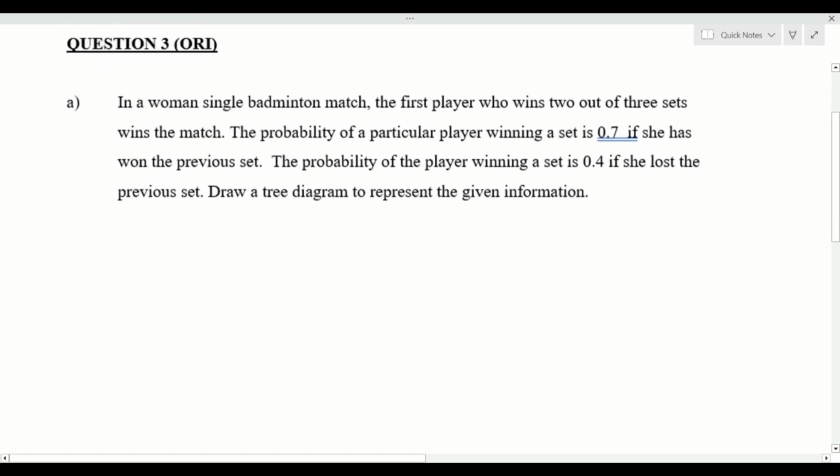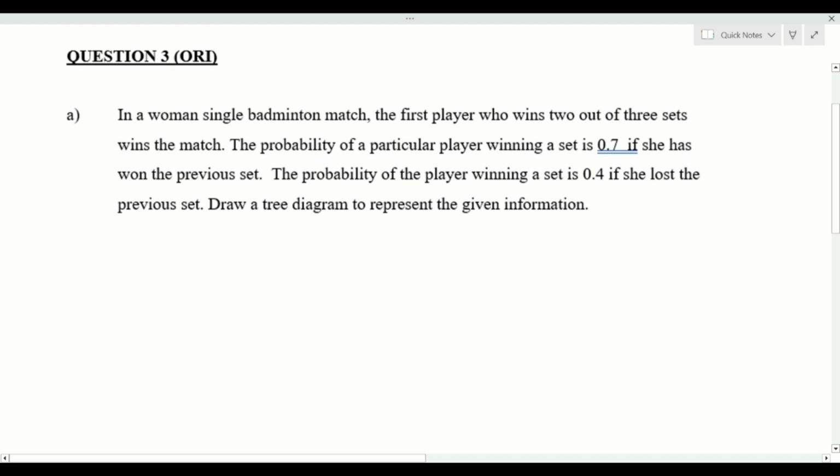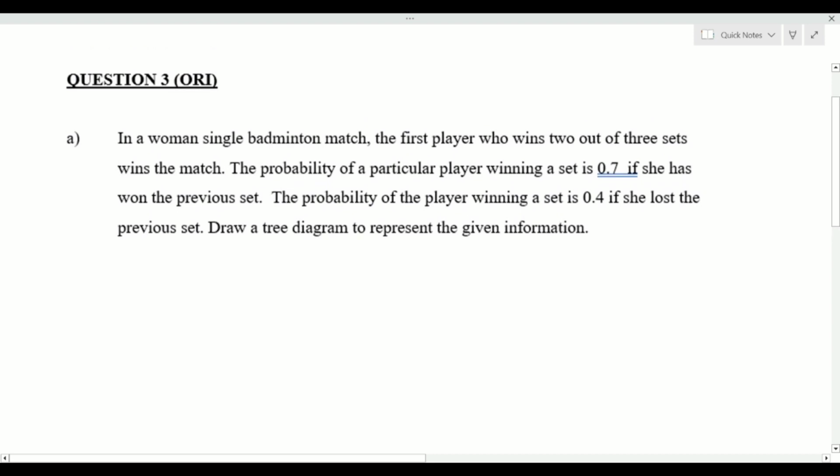Today I'm going to discuss question number 3A. In the question they mentioned that in a women's singles badminton match, the first player who wins 2 out of 3 sets wins the match. The probability of a particular player winning a set is 0.7 if she has won the previous set. The probability of the player winning a set is 0.4 if she lost the previous set. Draw a tree diagram to represent the given information.